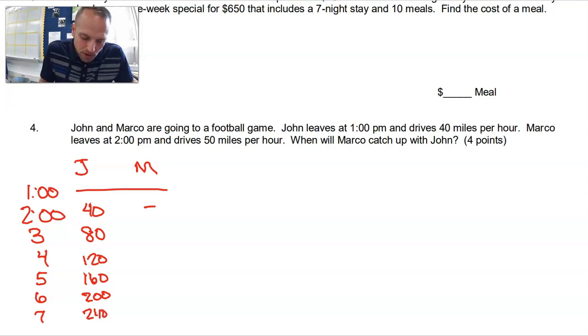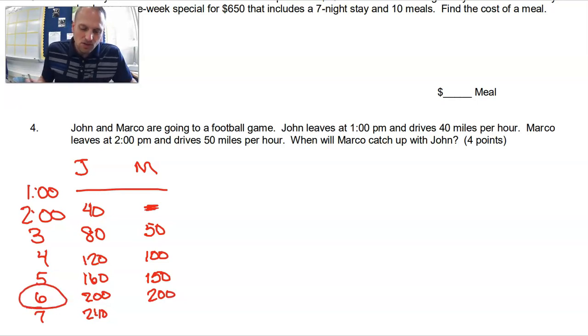Let's see about Marco. Marco left at 2 o'clock, so he hadn't traveled anywhere. But then by 3 o'clock he traveled 50 miles, and the next one's going to be 100, and then he went 150, and then the next one was 200. So it looks like Marco's going to catch John at 6 o'clock. Let's see if we can figure this out algebraically.